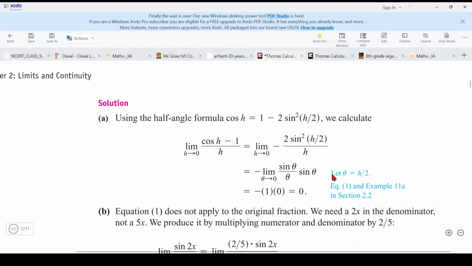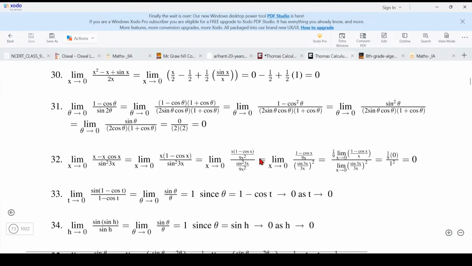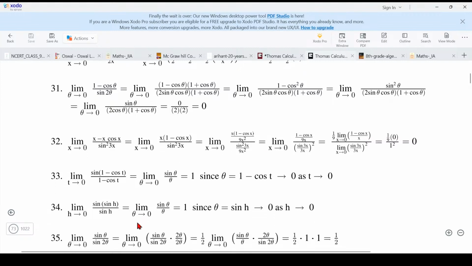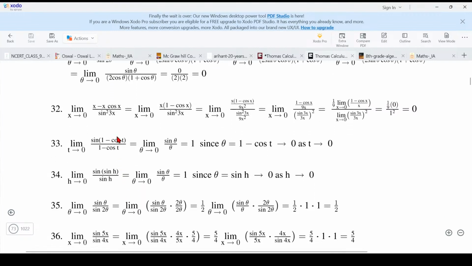Agreed? You understood. Cos x minus 1 by h is actually equal to 0. That is the thing we are doing here. 1 minus cos x, or cos x minus 1 by x, is actually equal to 0. Okay. So then 33rd, what is this question?